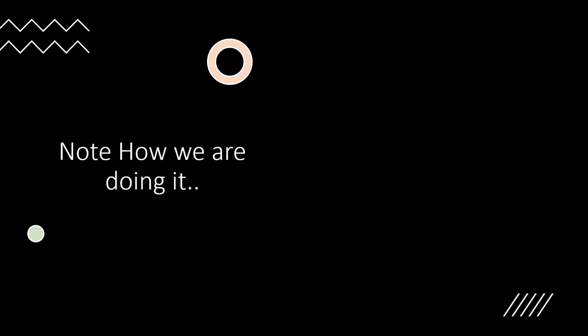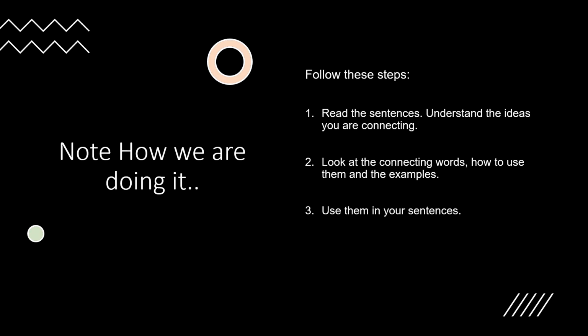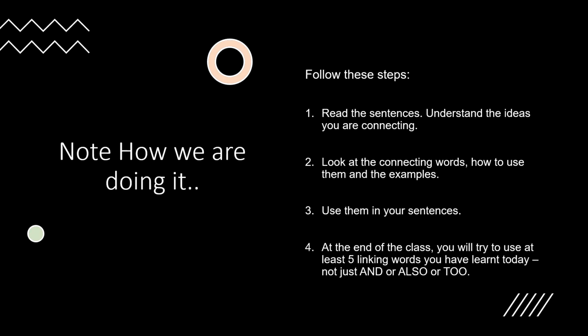While you are listening to this video, you will note down how we are doing it. We will follow these steps. Read the sentences and understand the ideas you are connecting. You will look at the connecting words you have learned today and how to use them in the examples. We will then use them in your sentences. At the end of the class, you will try to use at least 5 linking words you have learned today and not just and, also or to, which you are already using.